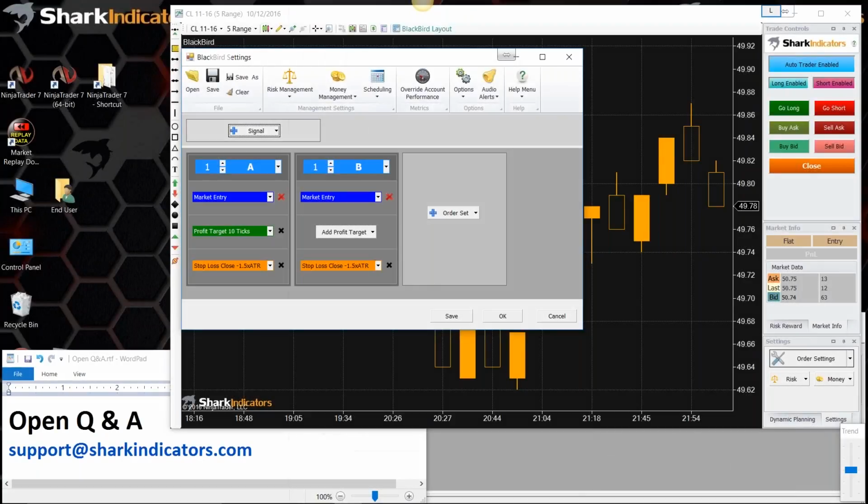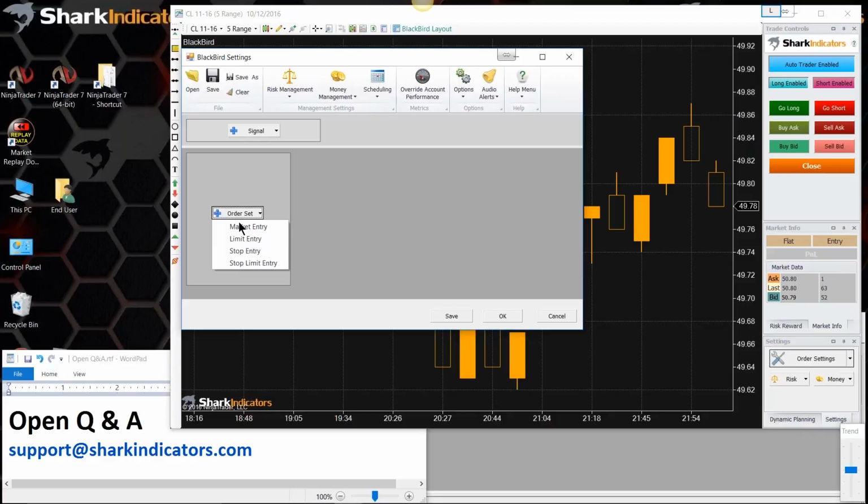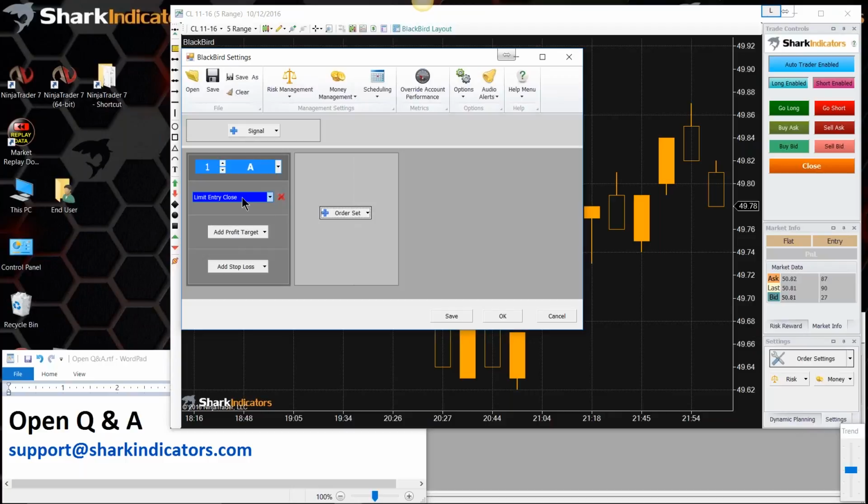All right, Thomas is asking, how do I engage BlackBird using a limit order? Okay. All right, let's clear this out here. If you hit the red X, that's going to delete the whole group. So if you hit the X, that's going to delete order set B. If I hit the X again, then that's going to delete order set A. All right, so we want to start off with a limit order.